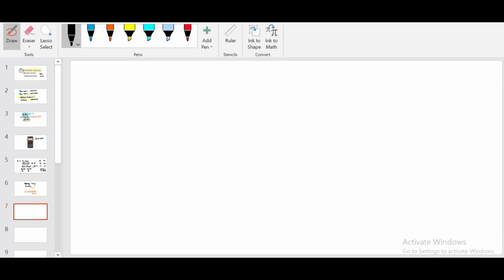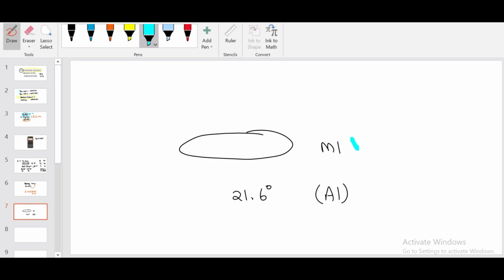In Pearson Edexcel, even though your answer is correct, let's say you have written 21.6 degrees as your answer, they always put A1 here. You know what A1 is? You will be awarded 1 mark if you have scored the previous method mark. If you have shown the method and you got 1 mark here, then you will be given A1. If no method is given, this is 0. Automatically, even though your answer is correct, you will be given 0. That's why you need to write your methods clearly.